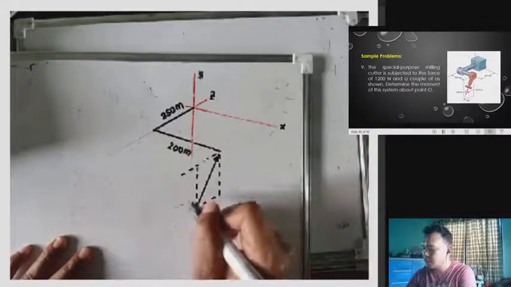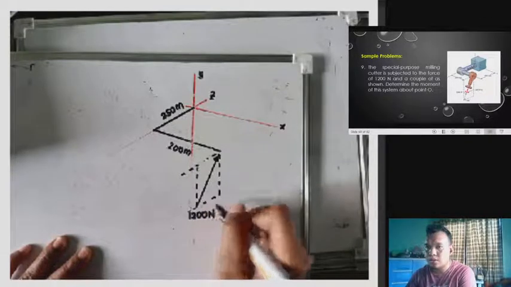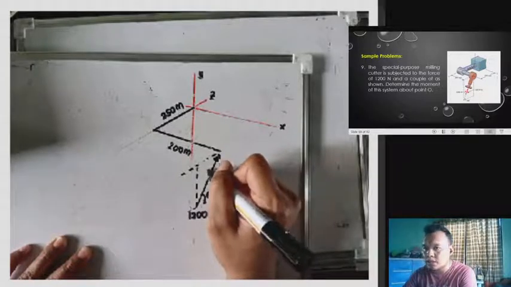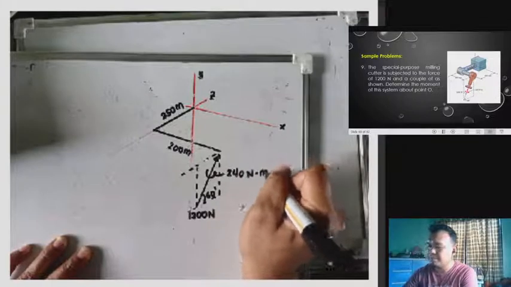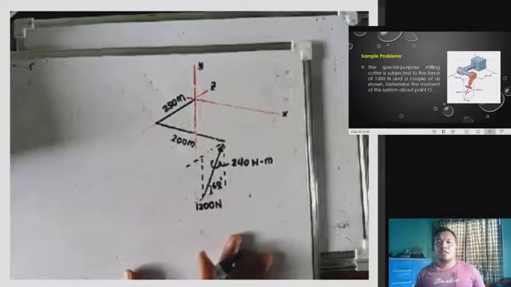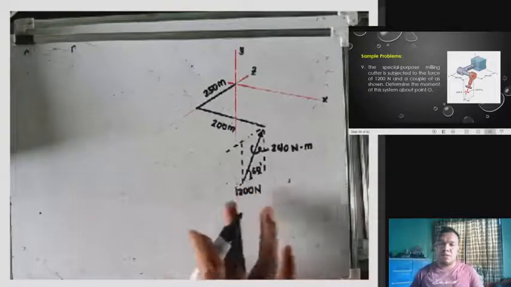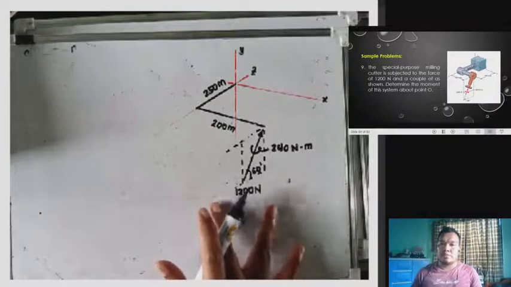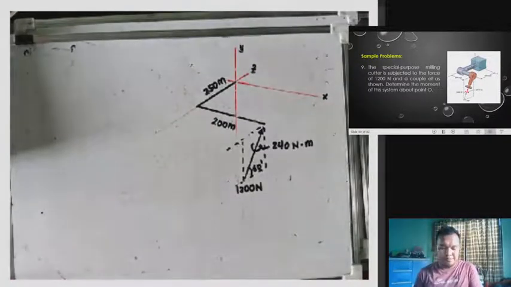Tapos we have here force which is equivalent kay 1,200 Newton with an angle of 60 degrees here and moment which is 240 Newton meter. Okay. So, yan po yung nasa drawing natin, no? Kumbaga ito naka-free body diagram na siya. So, makikita mo na lang is yung mga forces, axis, and tsaka yung distance, perpendicular distance. Okay, solve natin para mas makuha natin yung sagot.